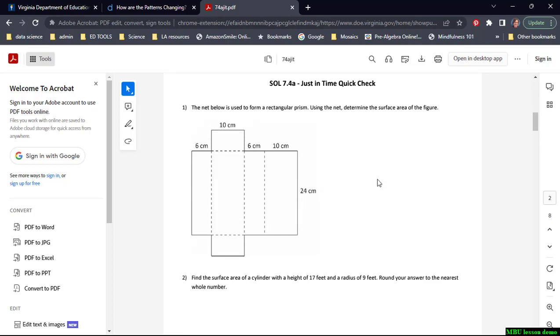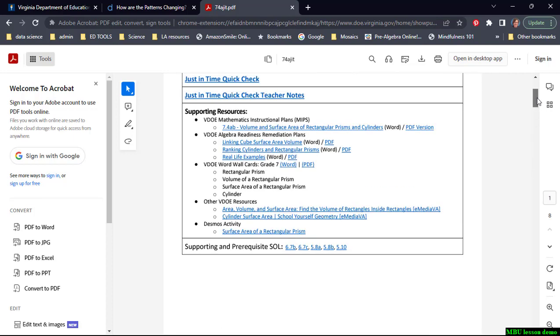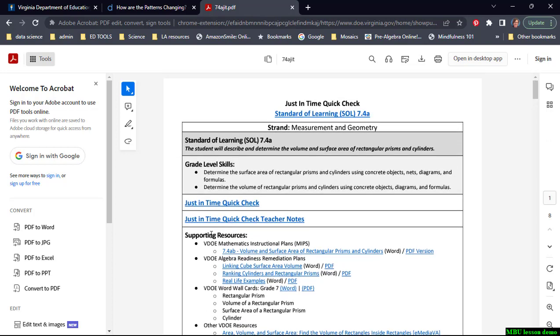Okay, so on a quick check, it's going to be questions about whatever the topic is. So in this case, it's surface area of a figure. And they're open-ended questions often where the kids have to explain what they're doing and show what they're doing. And they're usually a little more challenging than just the basic learning that you need to have.